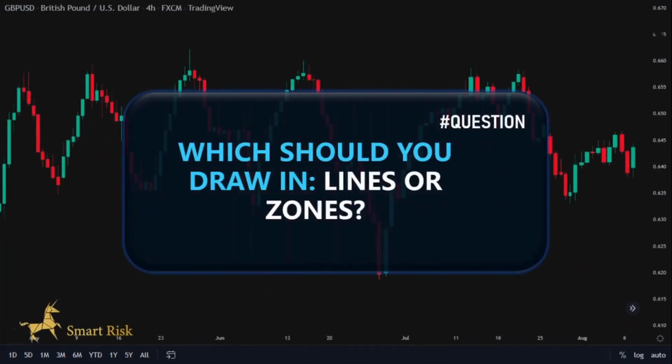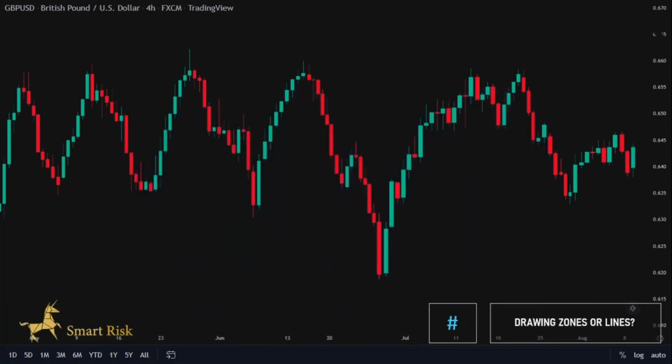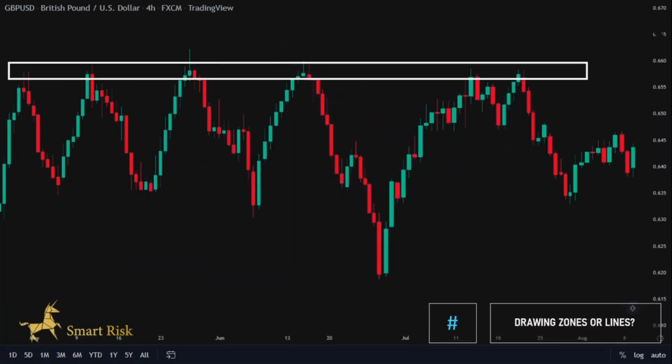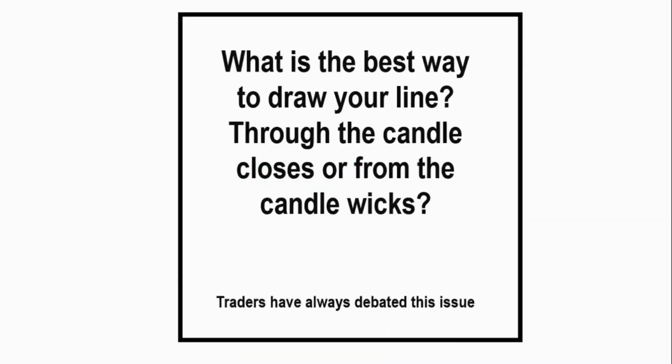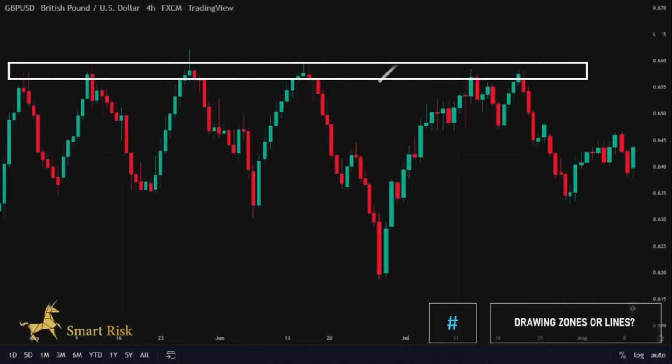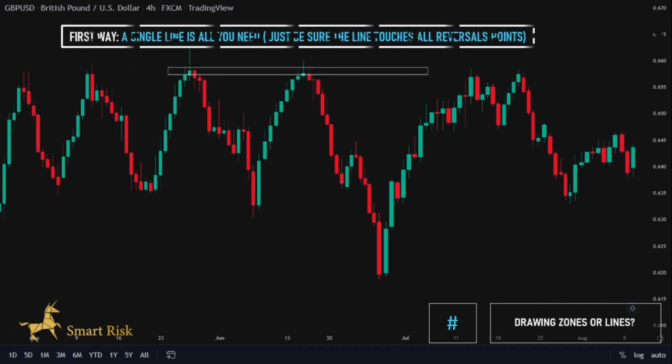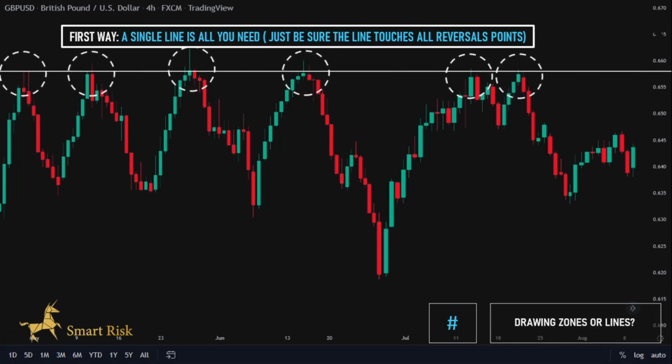So, another question we always get asked is, how do you know when to draw in lines or zones? And which one do you prefer? So, here is the pound dollar. As you can see along the top, we have this level of resistance. The topic that we're about to explain also helps solve another debate that most traders have, which is, what is the best way to draw your line? Through the candle closes or from the candle wicks? So, there are 3 ways to draw in your lines for this top level here. The first way would be to draw in a single solid line, which works well when you can be sure the line touches all reversal points.